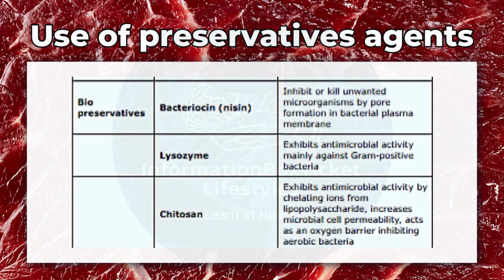Bio-preservatives: bacteriocin and nisin inhibit or kill unwanted microorganisms by pore formation in bacterial plasma membranes. Lysozyme exhibits antimicrobial activity mainly against gram-positive bacteria. Chitosan exhibits antimicrobial activity by chelating ions from lipopolysaccharide, increases microbial cell permeability, and acts as an oxygen barrier, inhibiting aerobic bacteria.